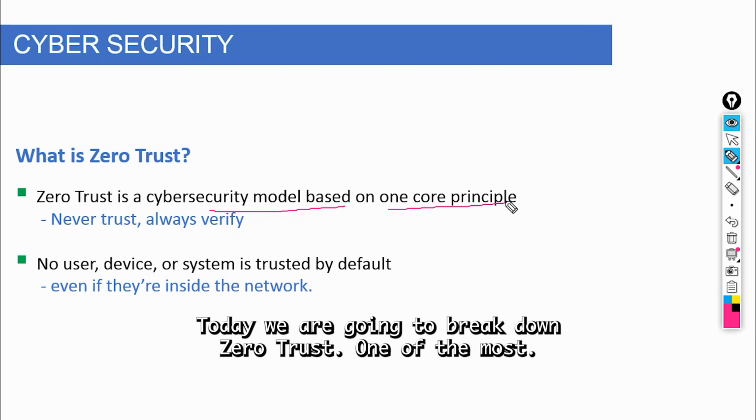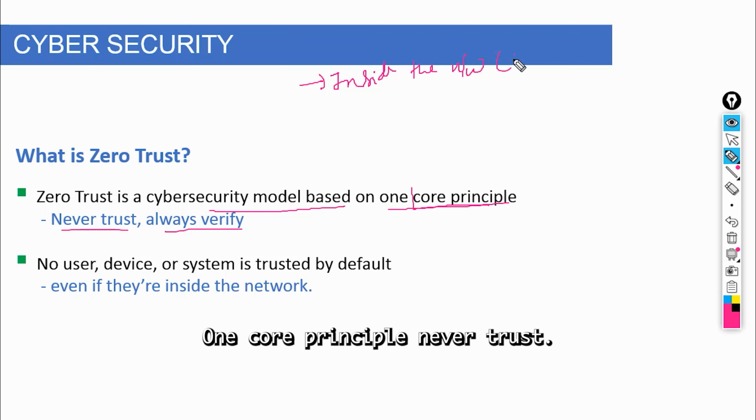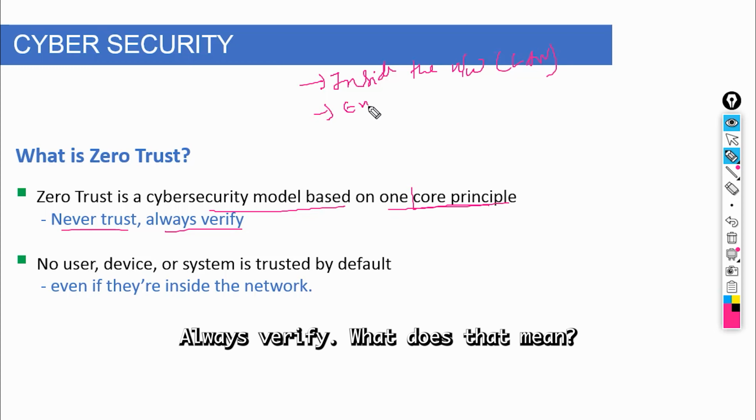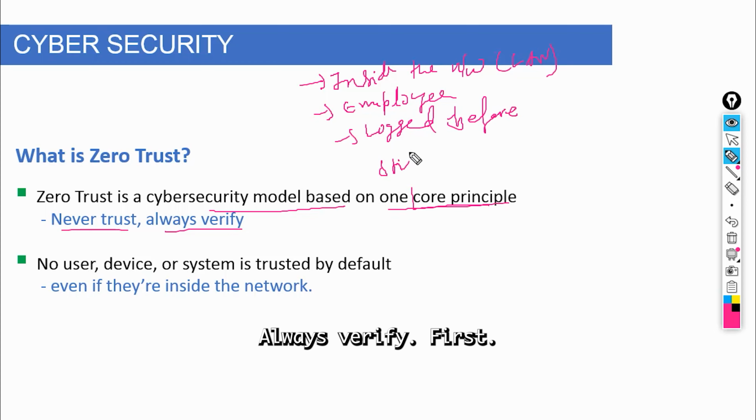Today we're going to break down Zero Trust, one of the most important cybersecurity concepts. So, what is Zero Trust? Let's discuss. Zero Trust is a cybersecurity model based on one core principle: never trust, always verify. What does that mean? It means never trust automatically, always verify first.